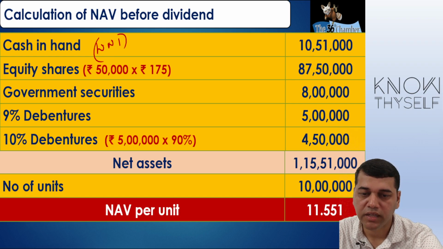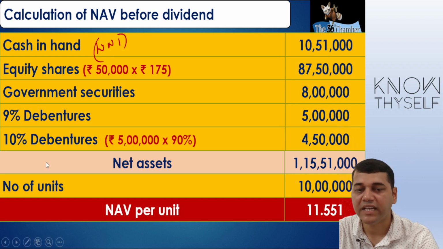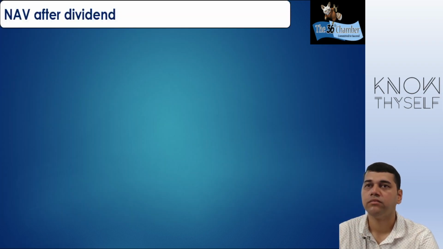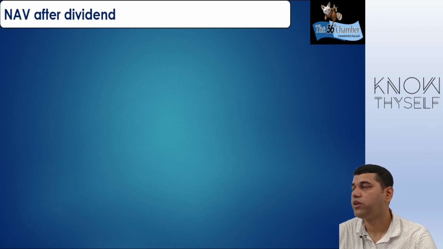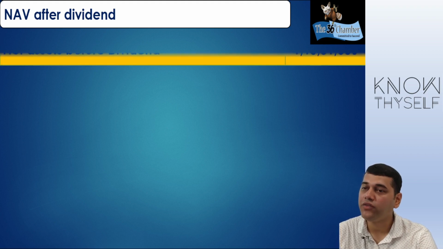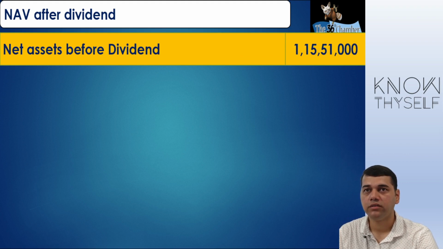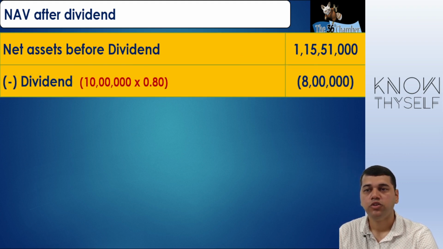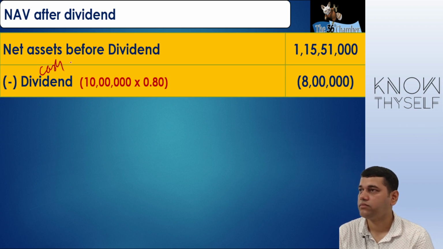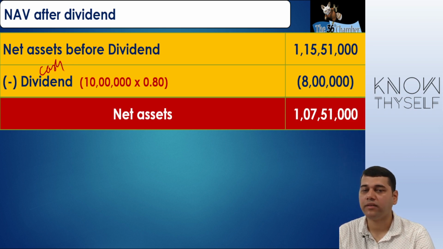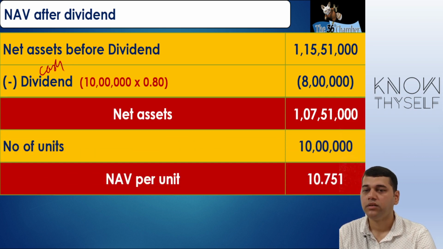Okay, so now what is my second part of the question? After declaring dividend, what is my NAV? Easy. What happened after declaring? What difference did it make? Cash went out. So the total value of the assets fell down. This was your net asset value before dividend. You paid a dividend. Actually, cash went out. So your net assets is 1,07,000. Your number of units remained the same. NAV per unit is 10.751.